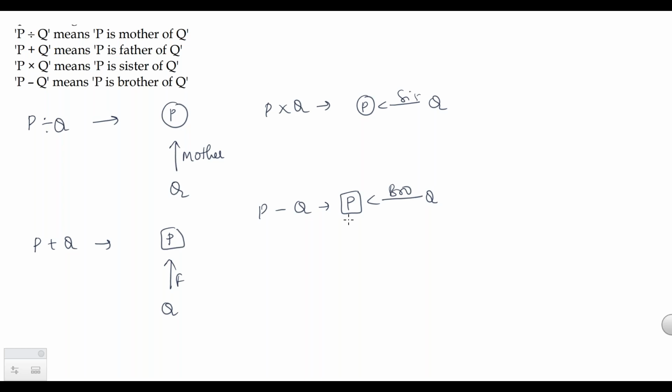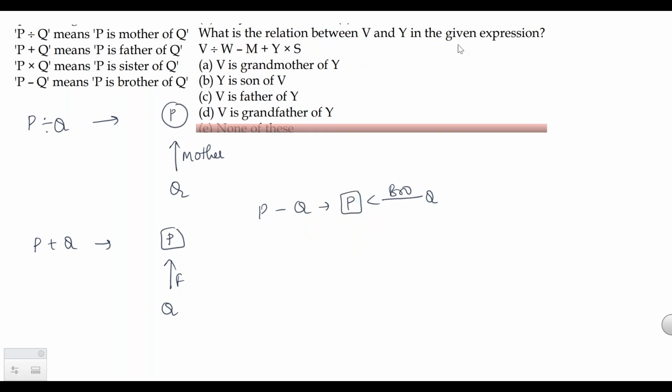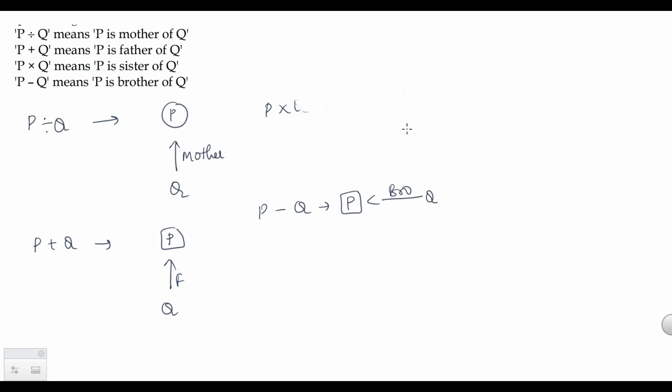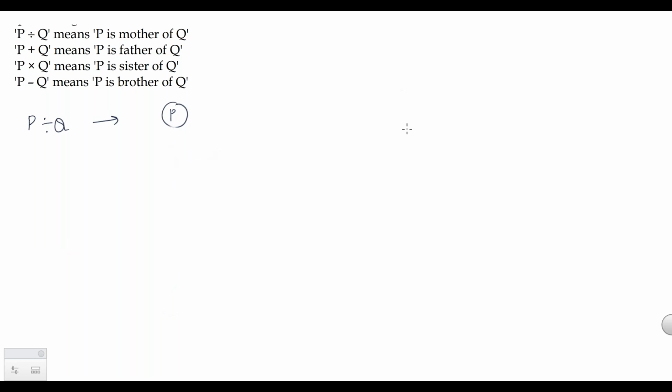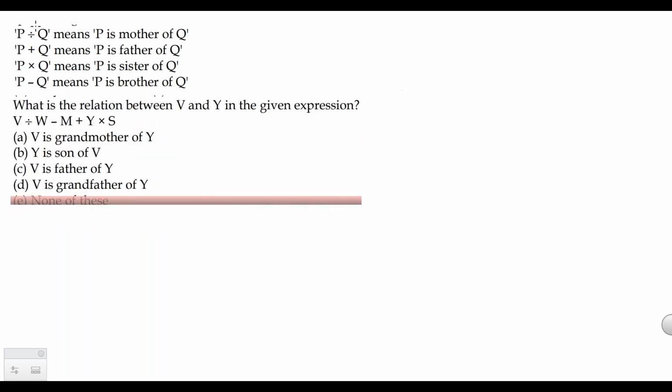Okay, here we have the question. What is the relation between V and Y in the following expression? We are finding the relation between V and Y. V divided by W. So V divided by W means V is the mother of W.